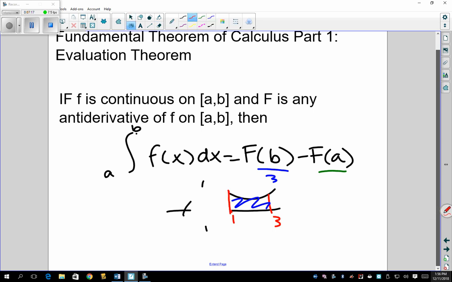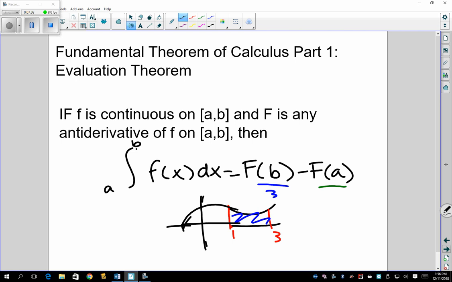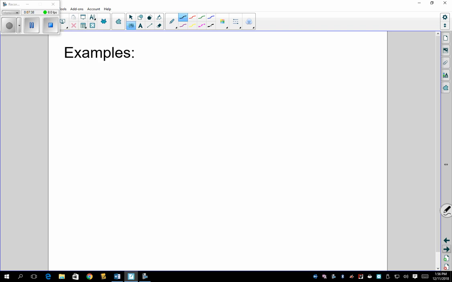So this is a very basic understanding of what's going on with f of b minus f of a. But once I find the antiderivative, all I have to do is evaluate those terms and then subtract them, and then I'm good. I can find the area. So some examples of this.